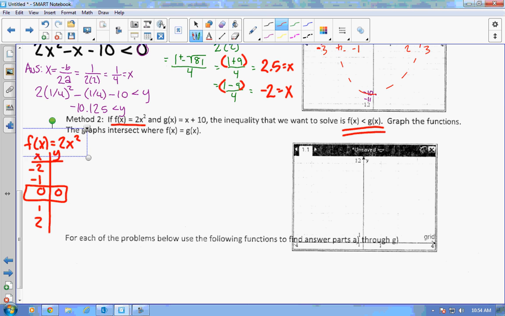If we plug in positive 1, Alfredo, what will my y be? If I plug in positive 1, I get 2x squared. I replace x with 1, so it'll be 2 times 1 squared.